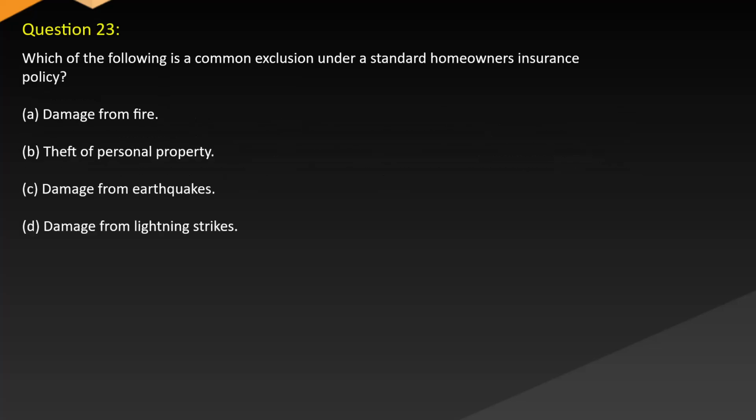Question 23. Which of the following is a common exclusion under a standard homeowners insurance policy? A. Damage from fire. B. Theft of personal property. C. Damage from earthquakes. D. Damage from lightning strikes.